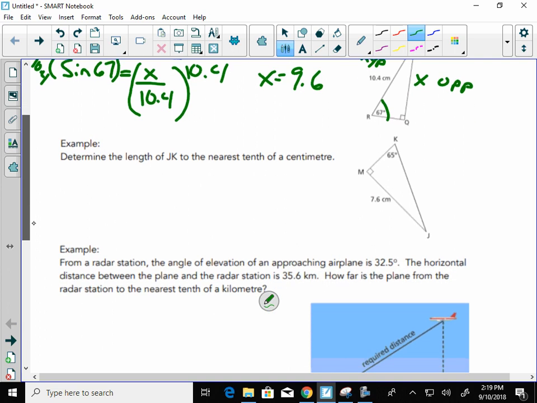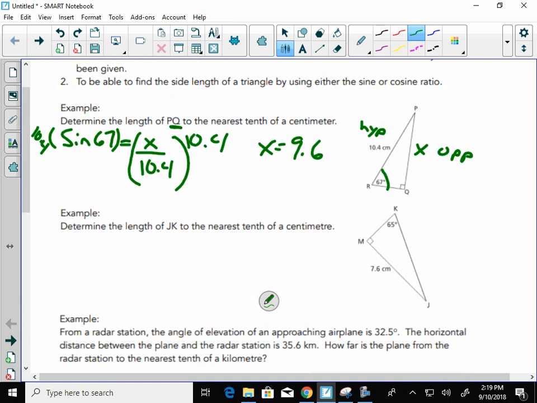Don't we have to find the opposite? Well, we did. This is the opposite. This is my x. What about the adjacent? It's not asking for that. All it wanted was this one side.